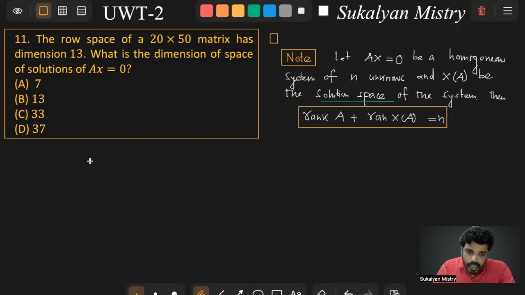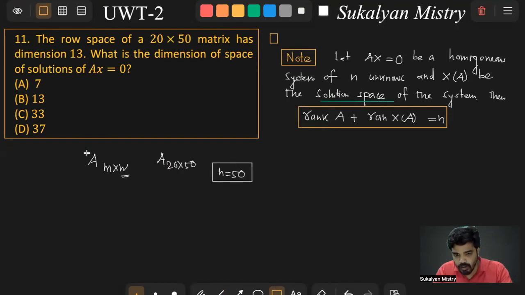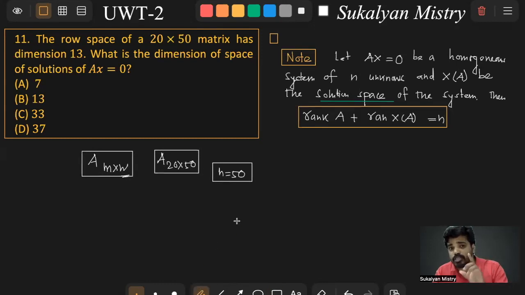If A is an m cross n matrix, then n is the number of unknowns, that is x1, x2 up to xn. Here it is given that the matrix A is 20 cross 50, right? That means n is 50. So note down this: A is a 20 cross 50 matrix, that means n is equal to 50, that is, the number of unknowns is 50. Now just apply this result.